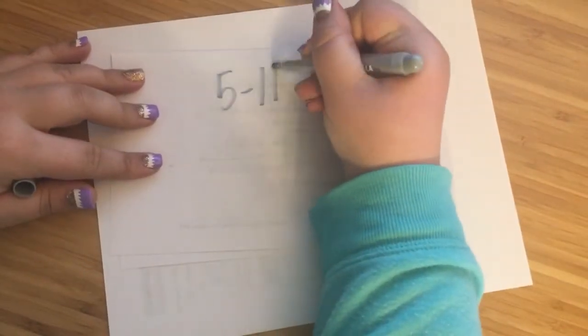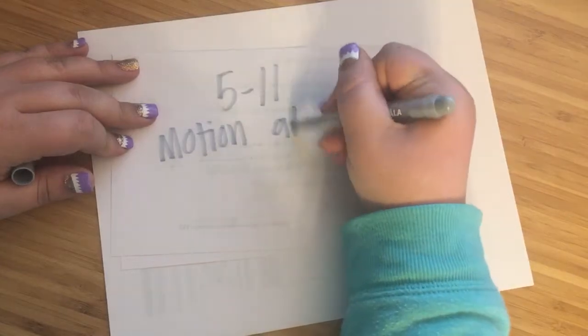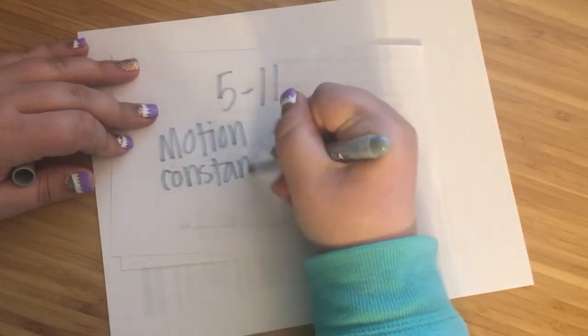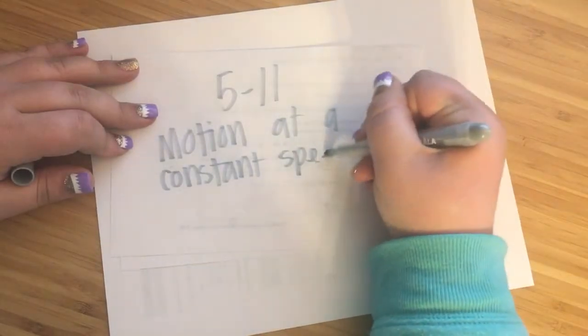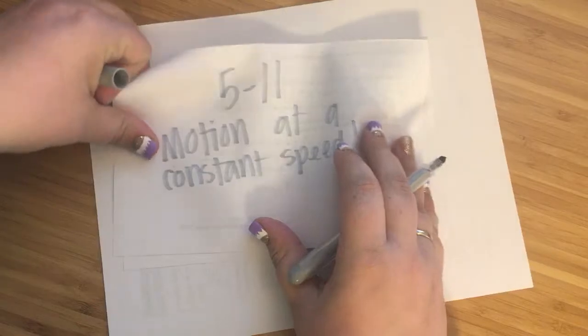It's time for 5-11. We are going to buckle up and look at motion at a constant speed. I will warn you, this is kind of a long video. I'm going to do an explanation and then we'll get into the homework. So if you thought you would just go quickly to the homework, I guess you're just going to have to wait for it to load, or you can listen to me talk.